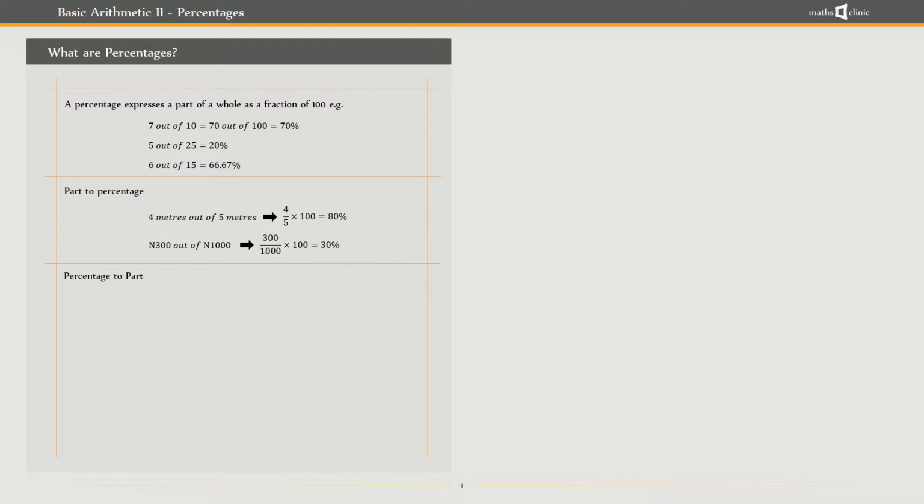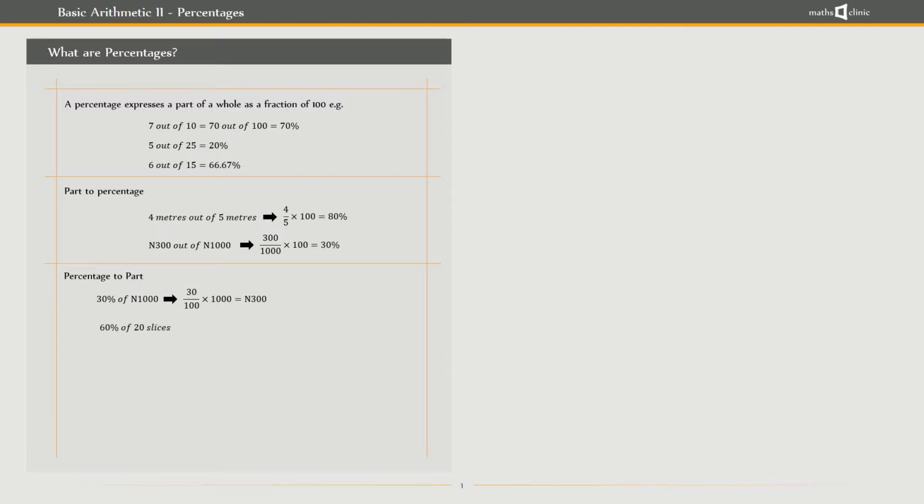Sometimes you could be given a percentage and asked to convert this percentage back to the part, that is, doing the reverse. You could have 30% of 1000 naira, and to do this you say 30 divided by 100. Remember, a percentage implies a fraction out of 100. So 30% simply means 30 out of 100. If you have 30% of 1000, it means 30 out of 100 times 1000. Once you've done that, you arrive at an answer of 300 naira.